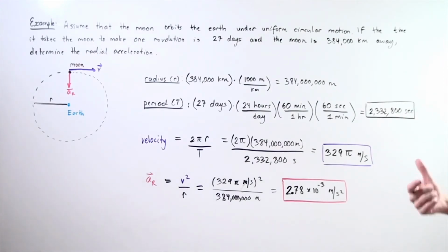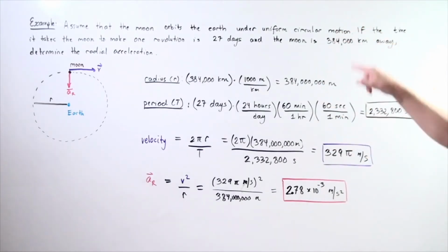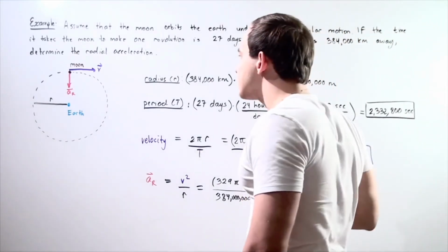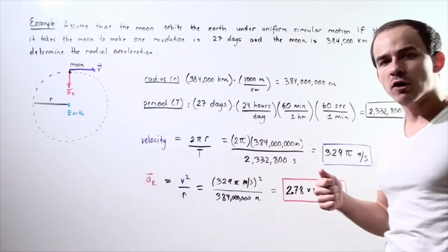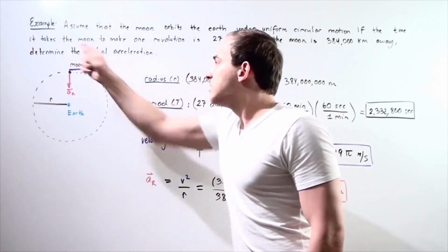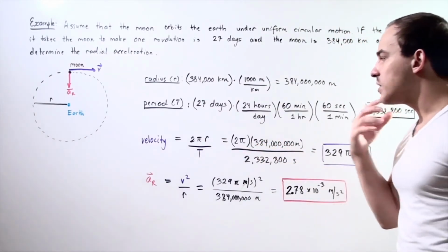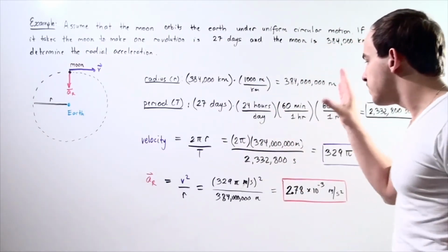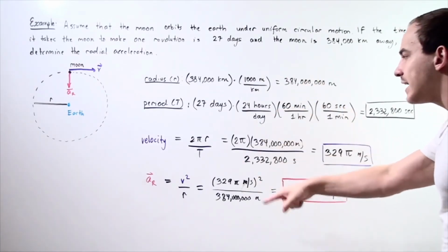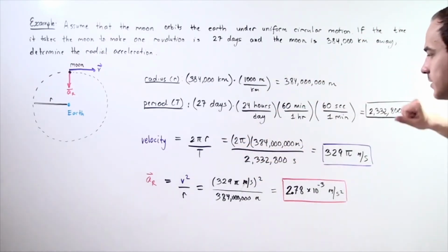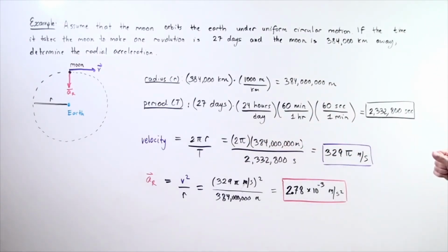So it takes our object this amount of time to revolve around the Earth, to orbit, to make one full orbit. Now, let's find the velocity. To find the velocity, we use the following formula. So our circumference divided by our period. So 2 pi times r divided by t. We know what r is, and we know what t is. So let's plug that in. So 2 times pi times r, which we found here to be meters, divided by what we found here in seconds, and we get 329 pi meters per second.